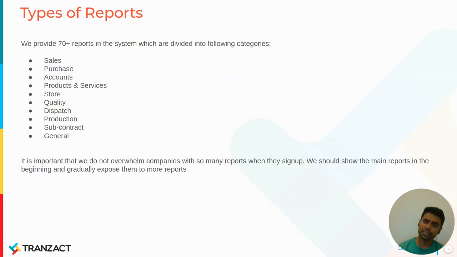Okay, so in our system, we have got more than 70 reports across these sections: sales, purchase, accounts, product, store, quality, dispatch, production, subcontract, and general report. So it's important that when a company signs up first time, we do not show them all the reports, because they will feel very overwhelmed. So we need to show them the reports step by step. As and when they progress, we need to open up certain reports for them. So that is something that we need to keep in mind.